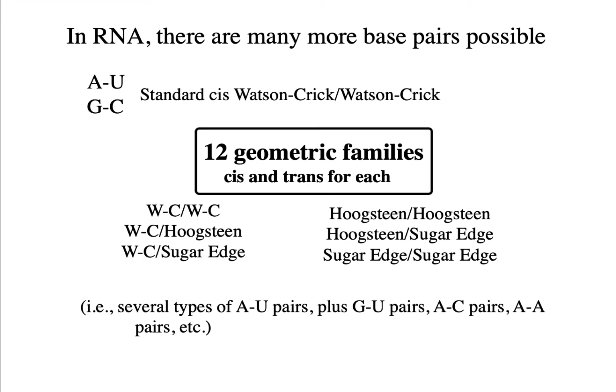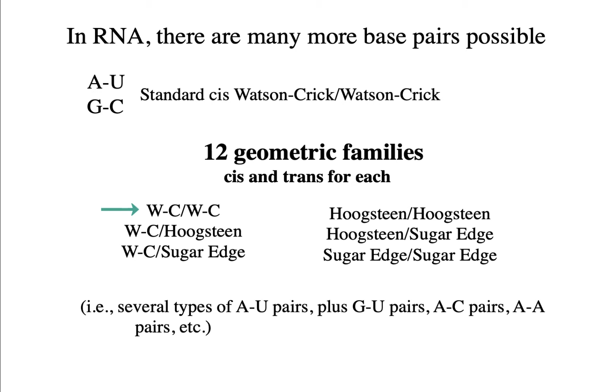So there are actually 12 geometric families then, 6 ways of connecting: a Watson-Crick to a Watson-Crick edge, Watson-Crick to a Hoogsteen edge, Watson-Crick to a sugar edge, Hoogsteen-Hoogsteen, Hoogsteen-sugar, and sugar-sugar, and each in the cis or trans conformations according to which side the sugar group is attached. The rest of the chain is attached.